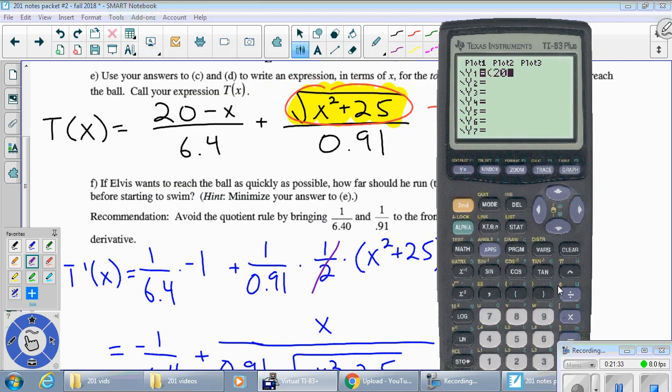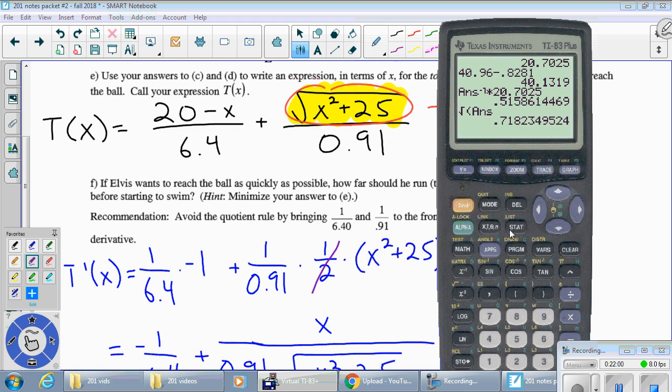Parentheses, 20 minus x, close the parentheses, divided by the 6.4, and then plus square root of x squared plus 25, close the parentheses, divided by 0.91. Okay, and then second table set. I want it to ask me, and then second table.